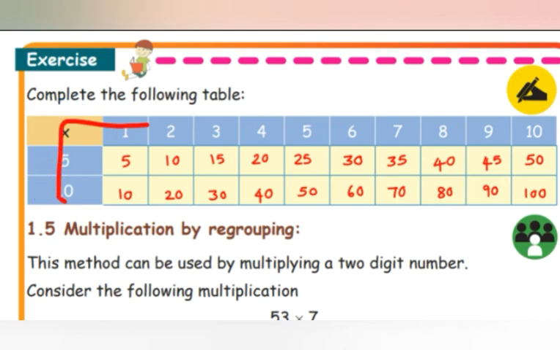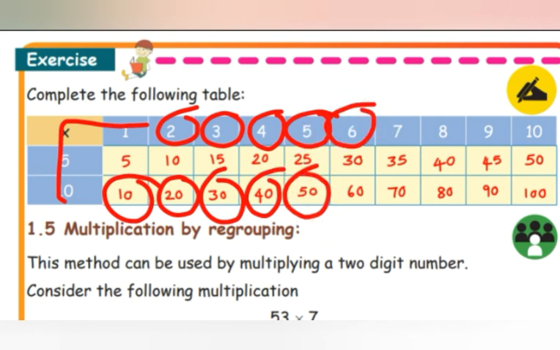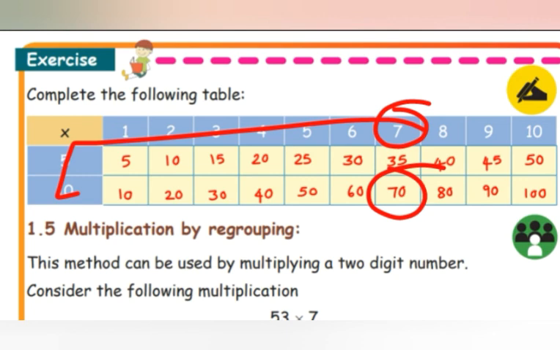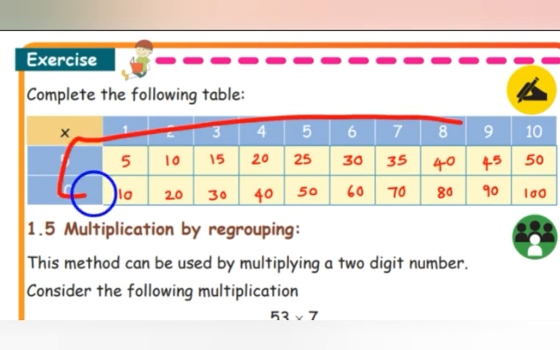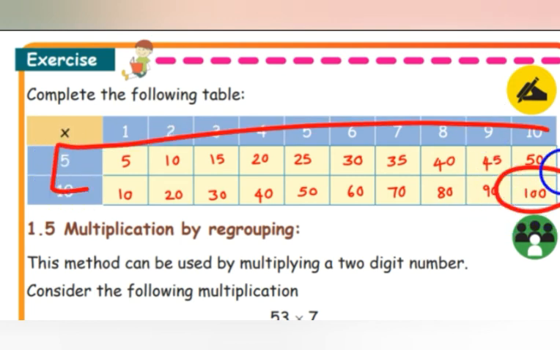Next, 1 into 10 is equal to 10, 2 into 10 is equal to 20, 3 into 10 is equal to 30, 4 into 10 is equal to 40, 5 into 10 is equal to 50, 6 into 10 is equal to 60, 7 into 10 is equal to 70, 8 into 10 is equal to 80, 9 into 10 is equal to 90, 10 into 10 is equal to 100.